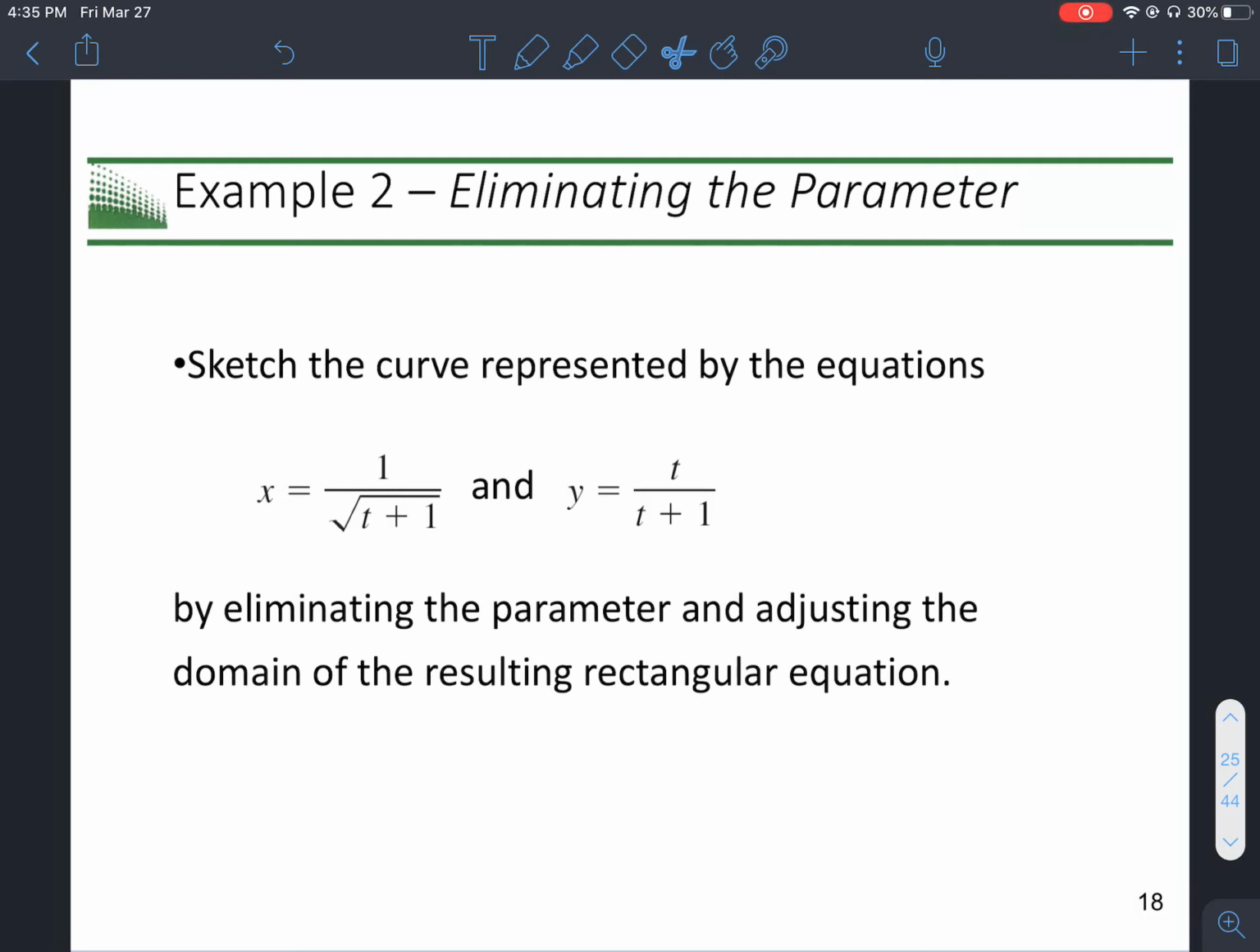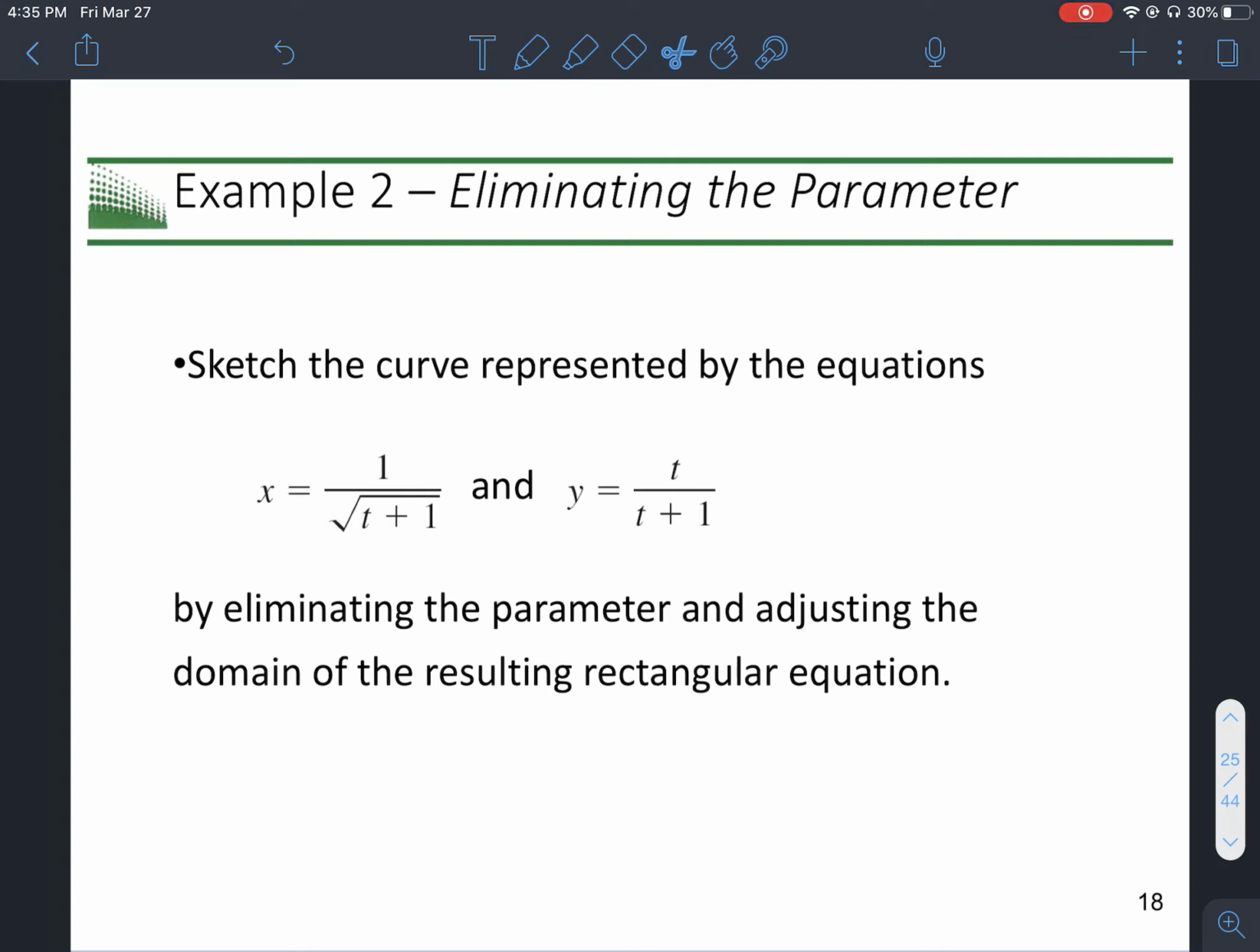So we're going to practice. We're going to sketch this curve that's represented by equations, which are not super pretty, but they are parametric equations. Both x and y are written in terms of t. But we're going to do it by eliminating our parameter. So we're going to go back to a rectangular equation. We're going to connect this to just x's and y's.